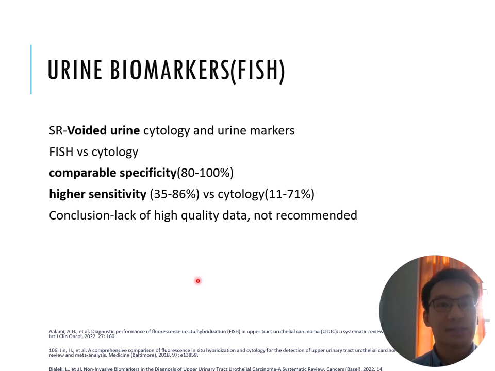How about biomarkers? Can it be used to detect UTUC? Systematic review has shown that for voided urine cytology and urine markers, we can compare the urine biomarkers versus cytology. Urine biomarkers compared to cytology from this voided urine, that means from the bladder, have comparable sensitivity, 80 to 100%, and there is higher sensitivity in the urine biomarkers, 35 to 86% versus cytology of 11 to 71%.